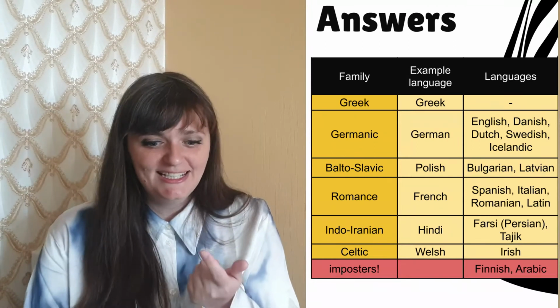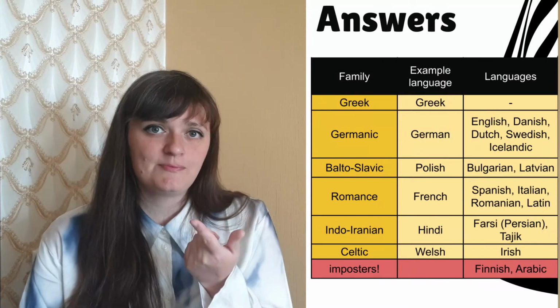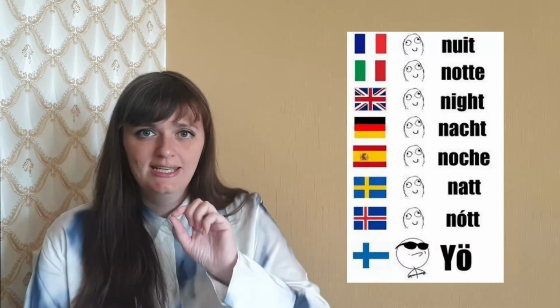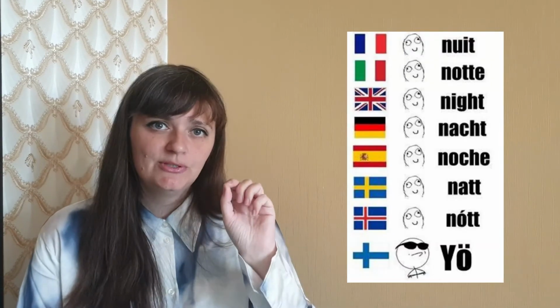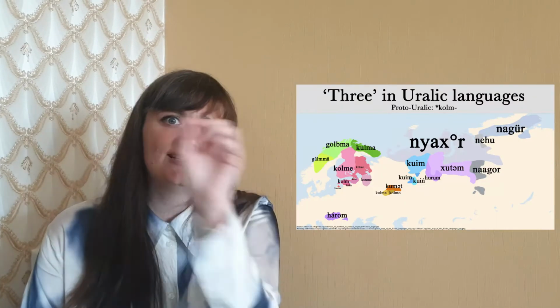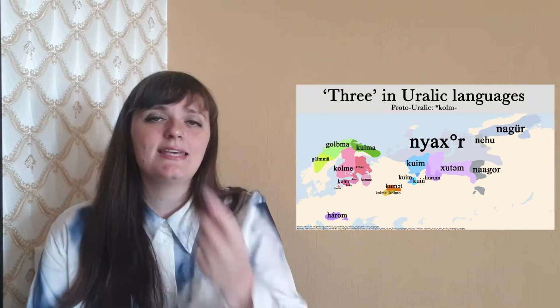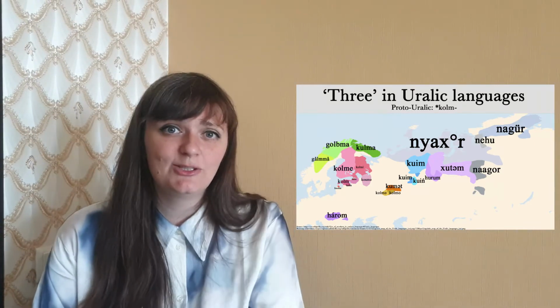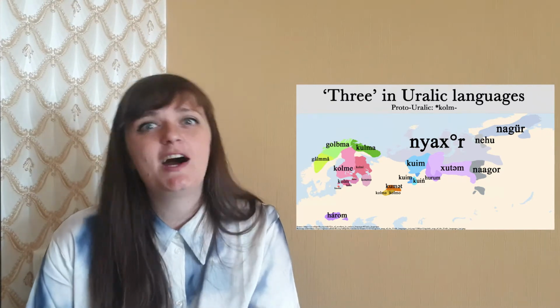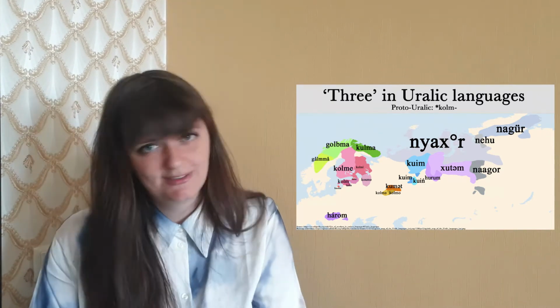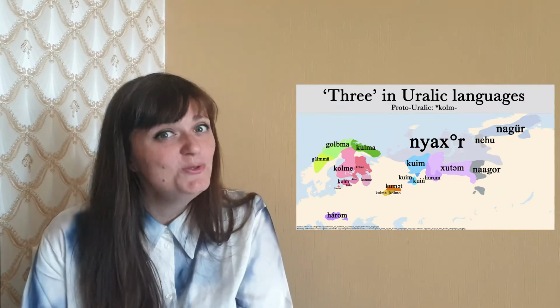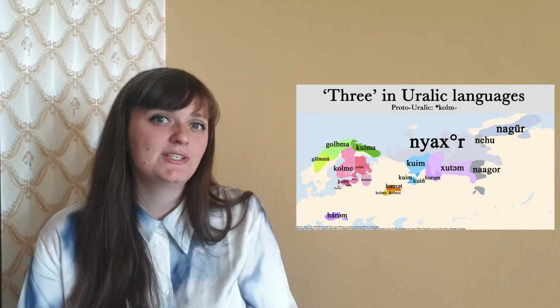And the imposters, those 2 are Finnish and Arabic. I think Arabic is quite obvious, but Finnish may be a surprise for you. Finnish, although it's spoken inside Europe, it's not an Indo-European language. It actually has a different origin. The Finnish language is part of the Uralic language family. So if you draw a line from the Urals down to Finland, this area speaks Uralic languages. There's also Hungarian. Hungarian is also not an Indo-European language, and that's why it's so difficult for foreigners to learn if they would like to live in Hungary.